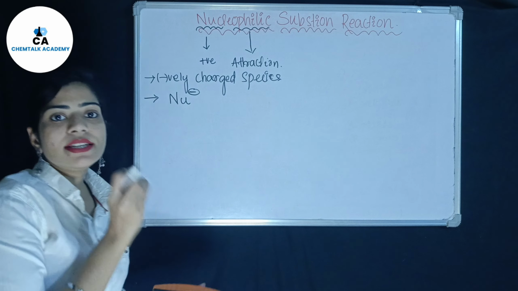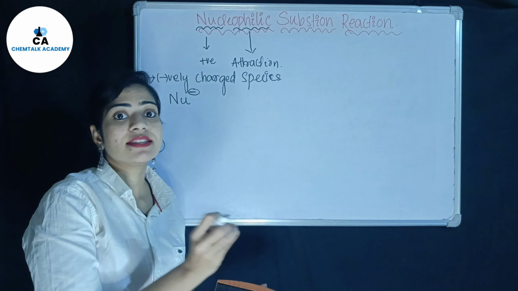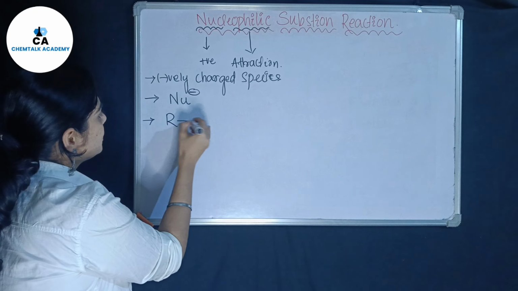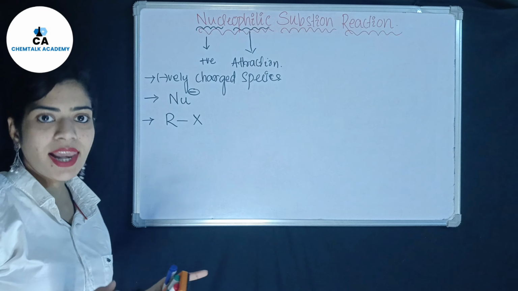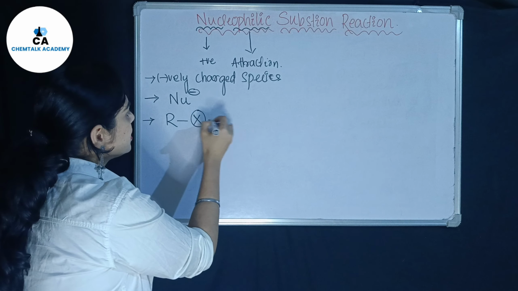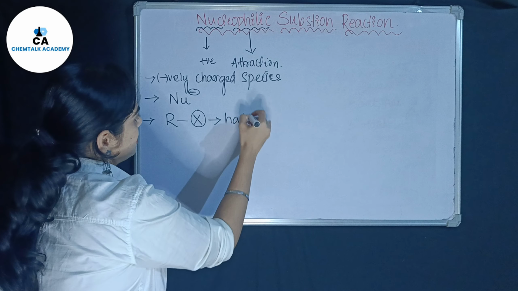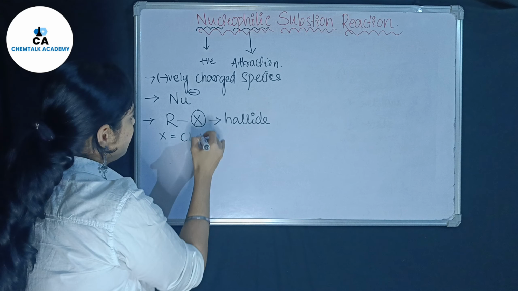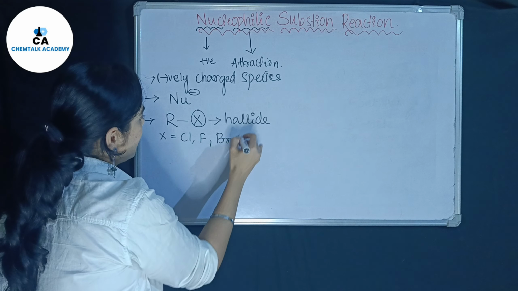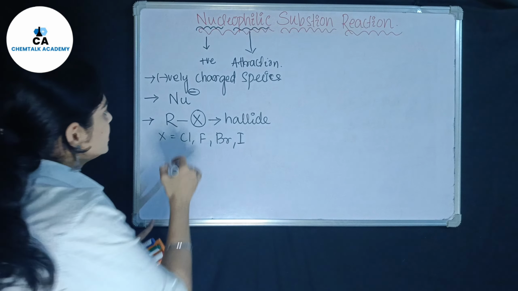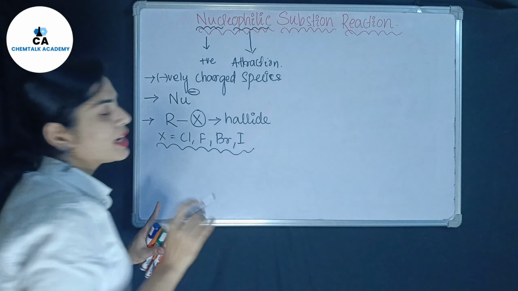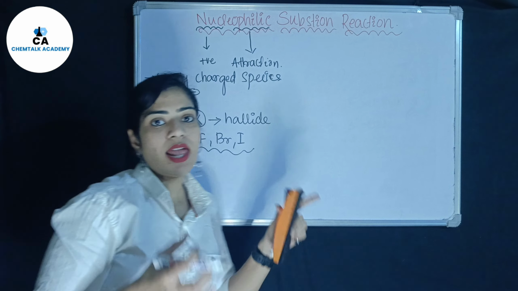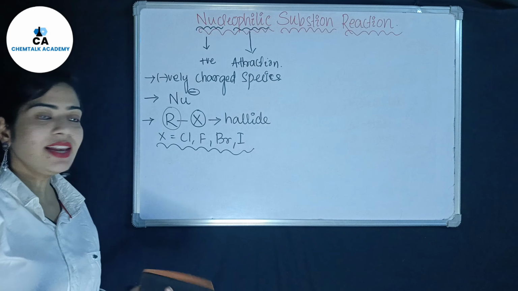This type of reaction we generally see in the case of haloalkanes. Haloalkanes means an alkyl group attached to a halide. X generally denotes a halide. X can be chlorine, fluorine, bromine and iodine. These are halogens. When a halogen is attached to an alkyl group, it is called a haloalkane or alkyl halide.